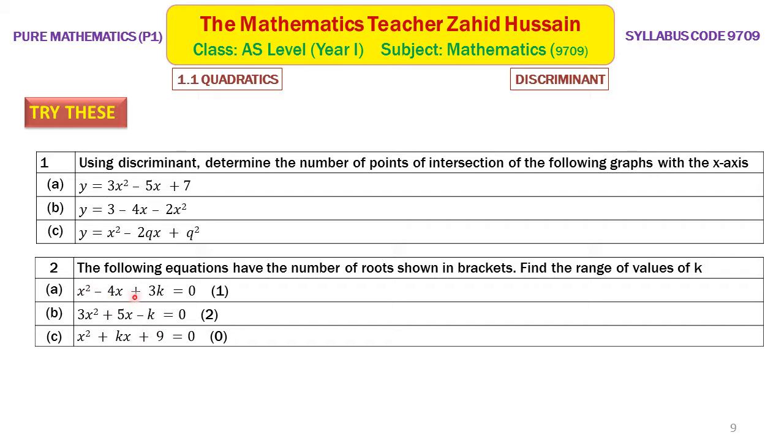Now similarly, in this case, this equation has only one solution, and you are asked to find the value of k. It is the same as we have done in the previous example. Because there is one root, its discriminant will be equal to 0. If there are two roots, its discriminant will be greater than 0. If there is no root, its discriminant will be less than 0, and you will solve to find the values of k.